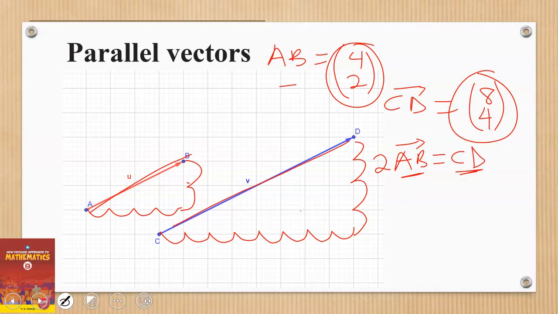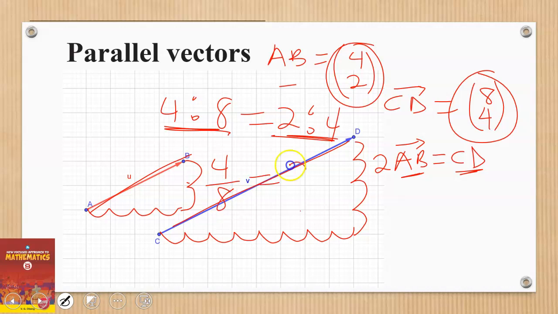If you pick the X component, 4 is to 8, it should be the same as 2 is to 4. Because they are parallel, the ratio of the X component should be the same as the ratio of the Y component. What it means again is that we have 4 divided by 8 should be the same as 2 divided by 4. And here we can see that gives us half. Okay, so when I go the other way around, it will be scalar multiplication of half. And then if I go making the AB, then it will be scalar multiplication of 2.